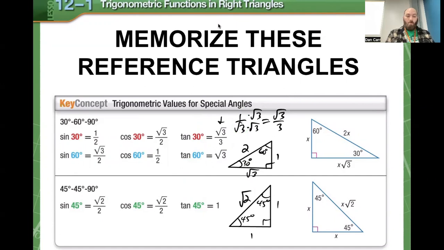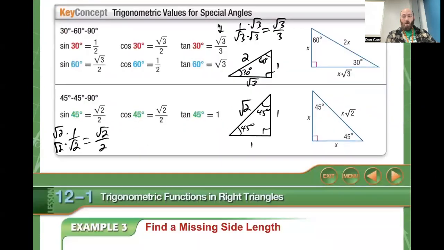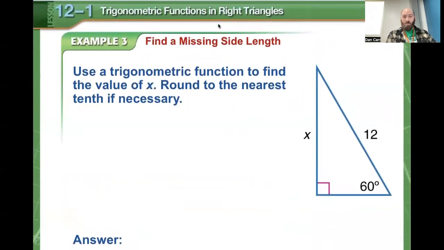Okay. When we look at sine, we got opposite over hypotenuse. Same thing as before. Opposite over hypotenuse is 1 over root 2. 1 over root 2 becomes root 2 over 2 when I rationalize it. So we multiply by root 2 and root 2 like that. Okay. Now we potentially can use those like this right here.